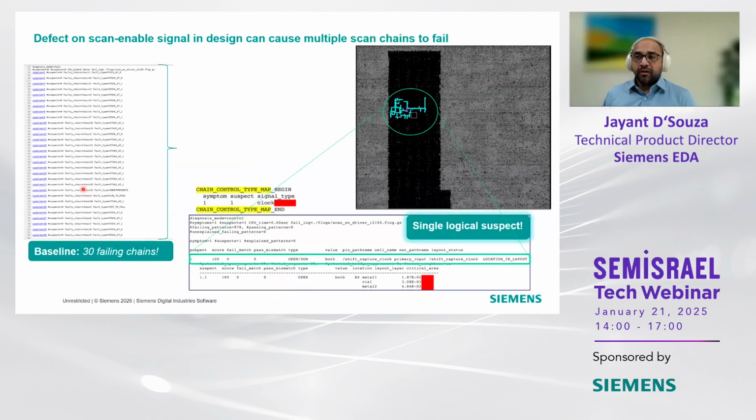So here's an example of how a defect on a scan enable can cause multiple scan chains to fail. In the baseline, a defective scan enable signal caused 30 failing chains to show up in the diagnosis reports, because all 30 scan chains unload the wrong values. However, after using this new kind of simulation technique with this control signal database and analyzing the signals in there, we can isolate it to a single logical suspect in the scan enable path.